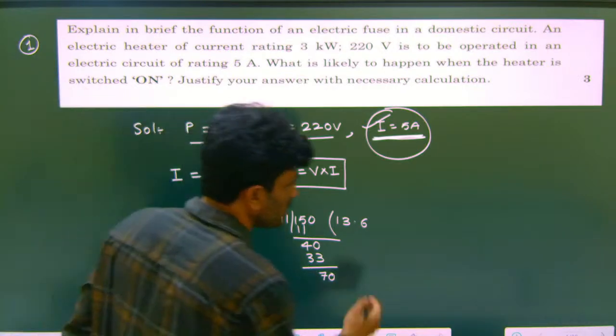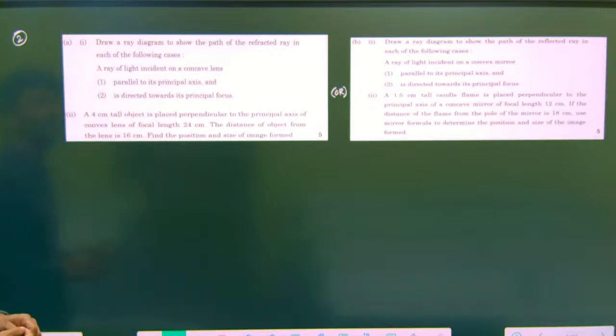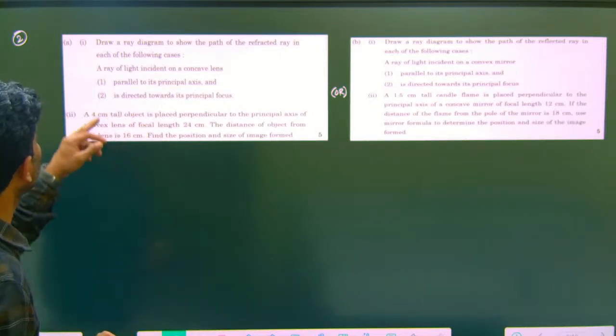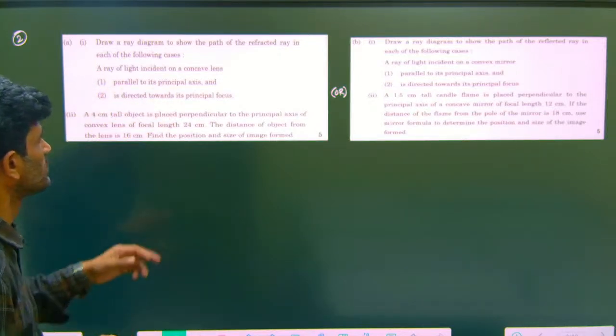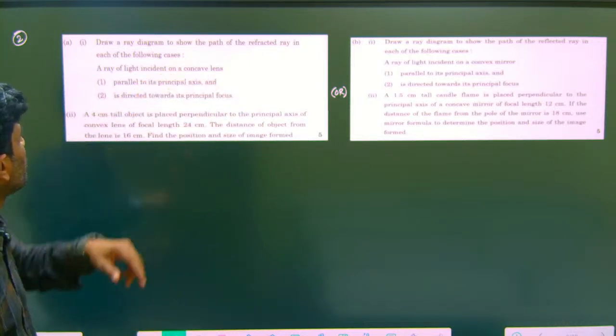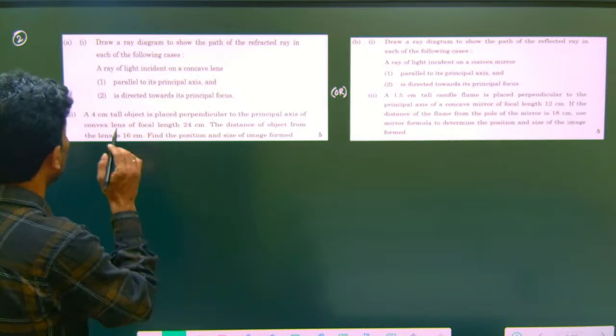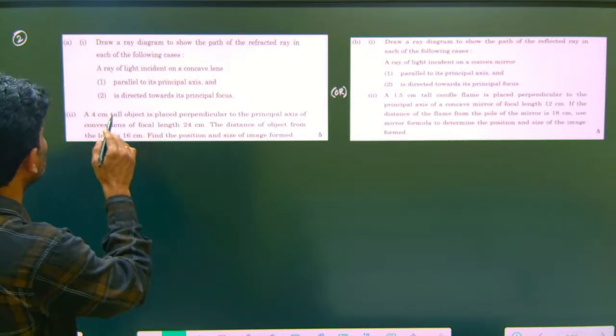Next question. This is a 3 marks question. Now next question. Draw a ray diagram to show the path of a refracted ray in each of the following cases. It's not a, this is a 5 marks question. Okay, keep in mind, this is a 5 marks question and it is not a very big complicated question because you all know what happens.